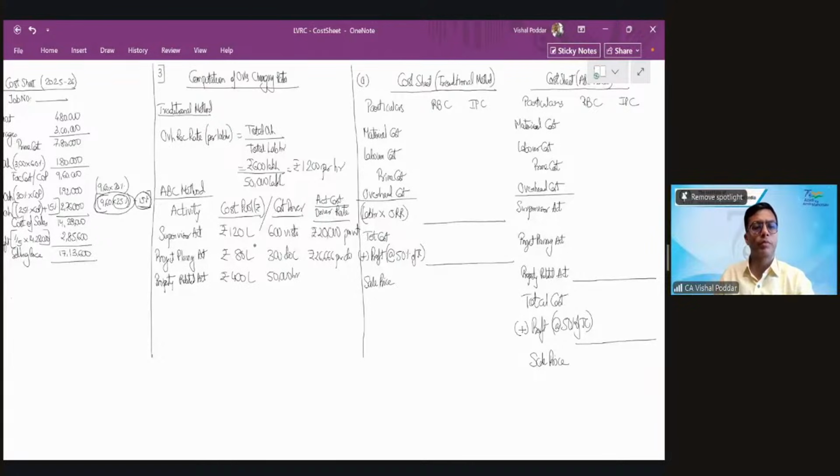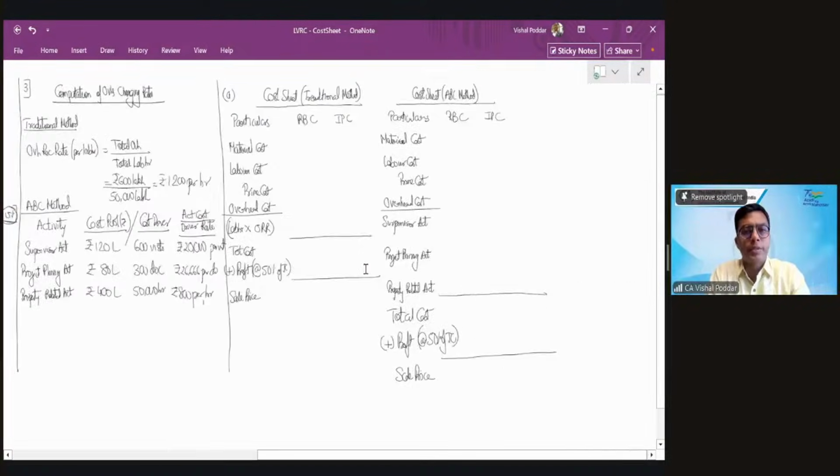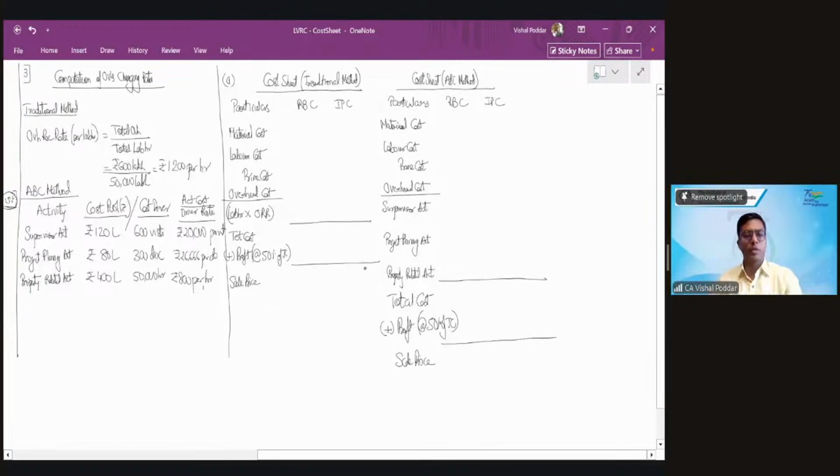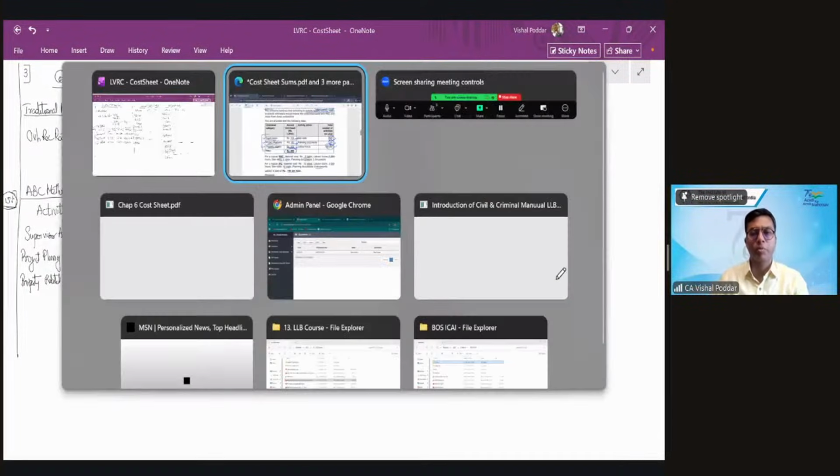And then 400 lakhs divided by 50,000 hours gives me 800 per hour as the rate. So these are my rates. Now we can proceed with the cost sheet of both the projects.